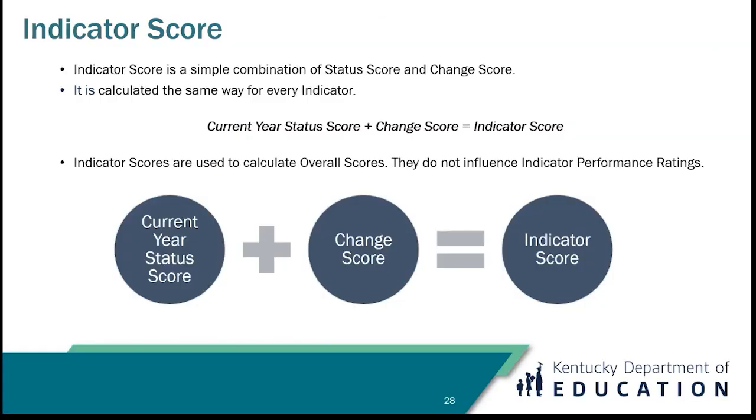Once we have determined status scores and change scores, the next step is to calculate the indicator score, which involves another basic calculation. We take the current year status score plus the change score to give us the indicator score. And this is the same formula that's used to calculate the score for every indicator. Later, I'll show you how we use these individual indicator scores to calculate the overall score. But first, let's take a look at an example of how to calculate an indicator score.